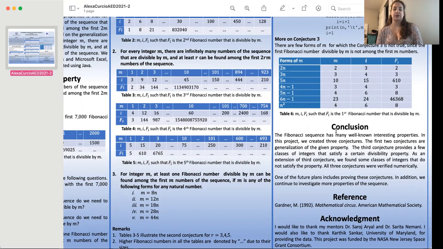Overall, this Fibonacci sequence was a well-known interesting property, and based on the property, we came up with 3 questions, which became conjectures. The future plans for this project is to prove these conjectures and investigate more properties of the sequence.